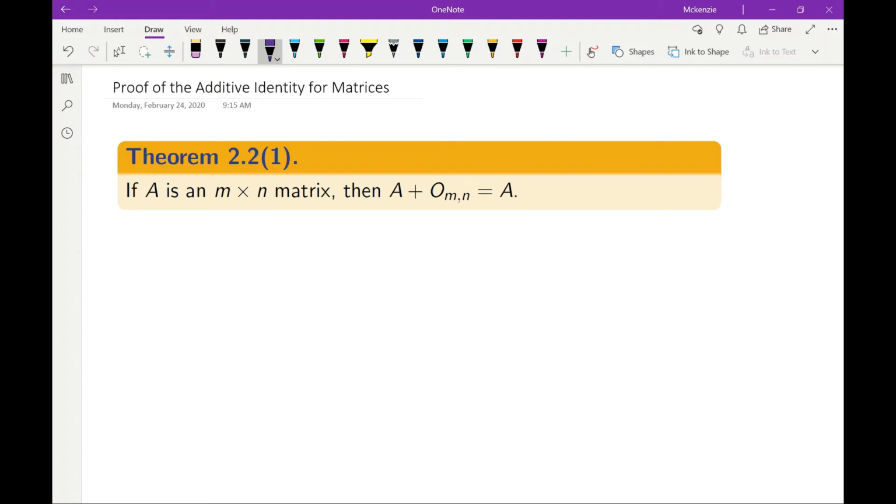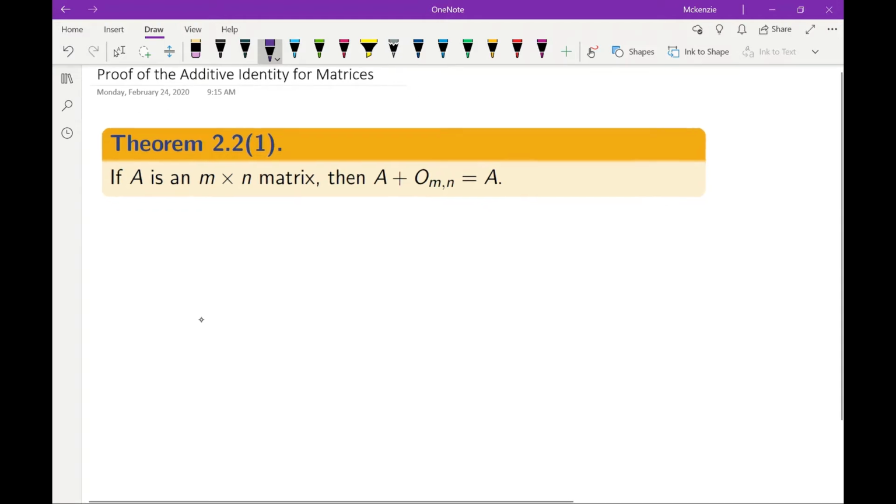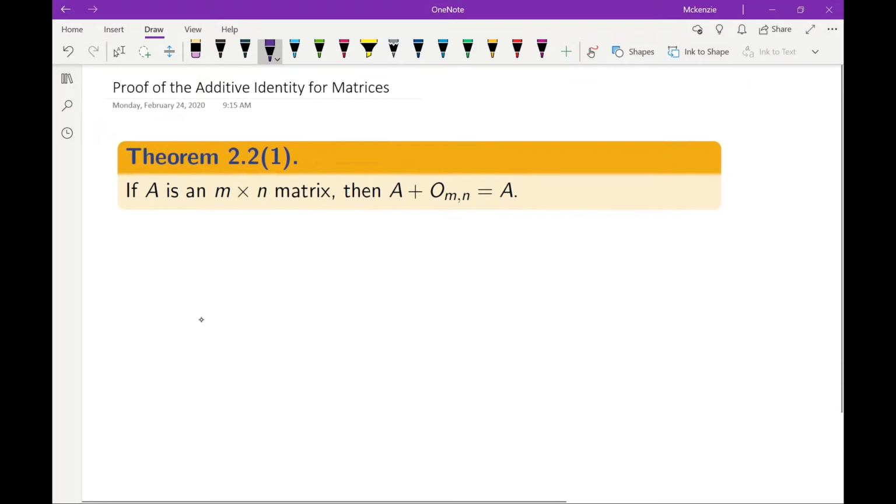Today we get to prove a part of Theorem 2.2 having to do with the fact that if you add the zero matrix to any matrix, you automatically get that matrix back. So to get started, let's do a little bit of scratch work.